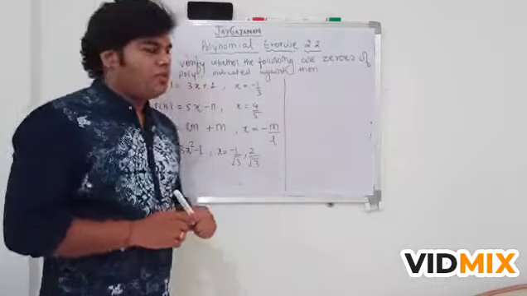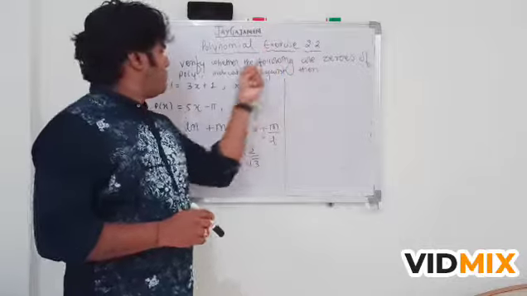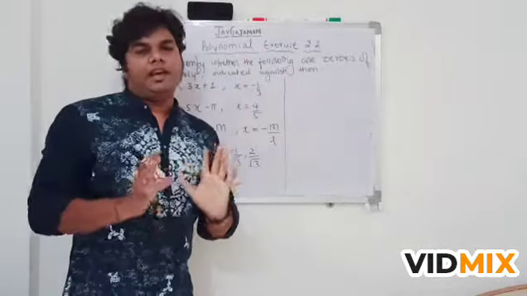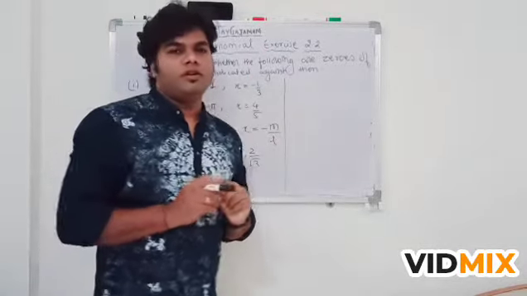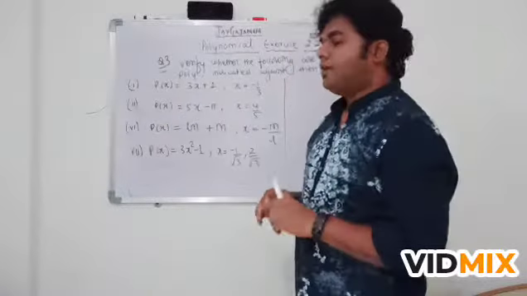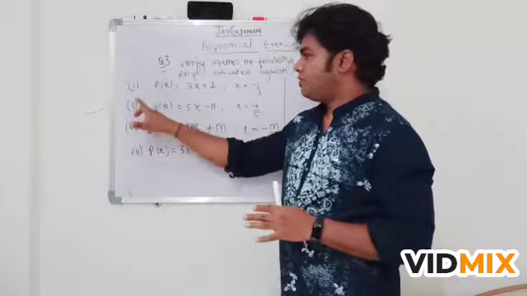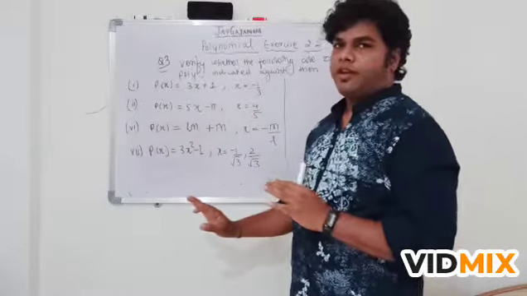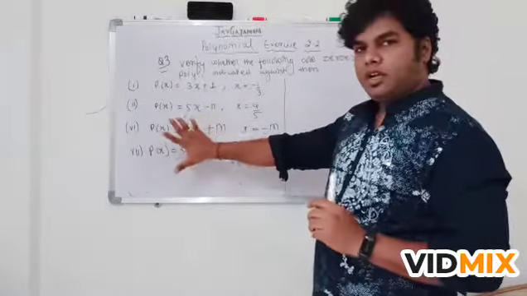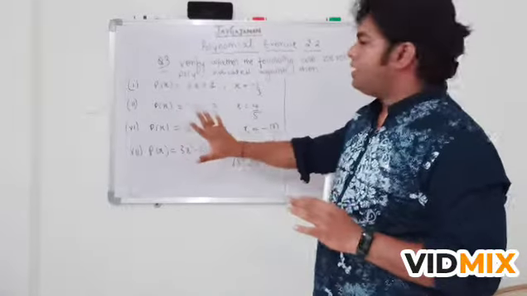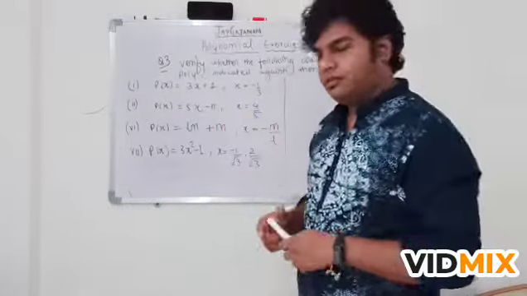So hello students, now we are here with polynomial exercise 2.2 question number 3. There are 8 sub questions in this particular question. I have selected some of them: 1, 2, 6 and 7. We are going to solve this problem and check.